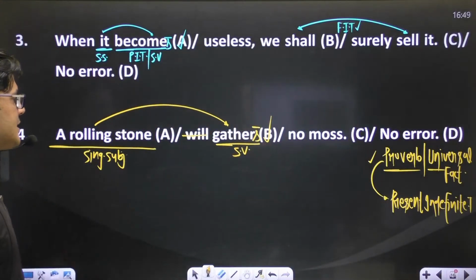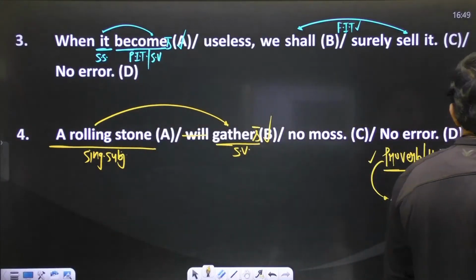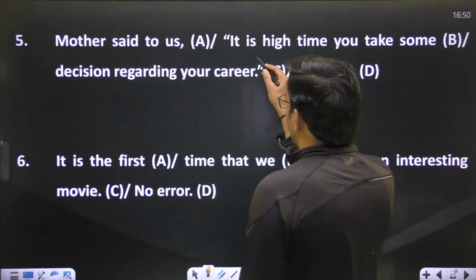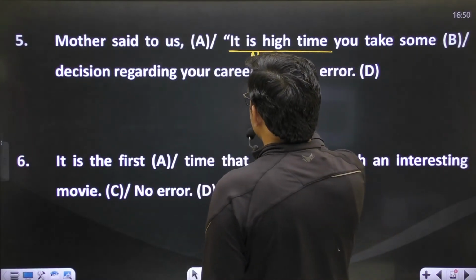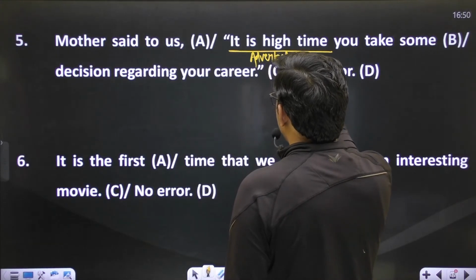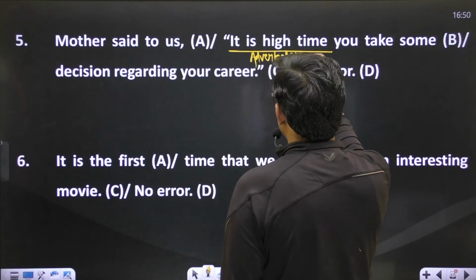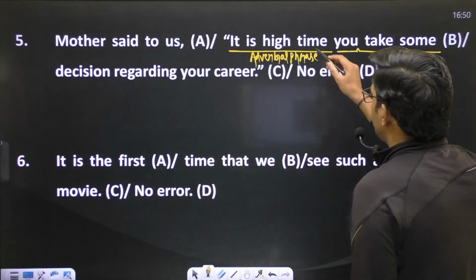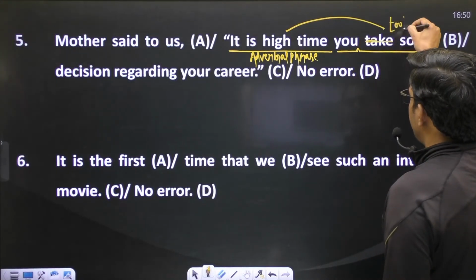Okay, the error is in part B. Okay, move to the next sentence. And the next sentence is, mother said to us, it is high time. Again you have this adverbial phrase, and as I said, if you find a clause after this adverbial phrase, it always demands past subjunctive mood. This is the subject and predicate. It always demands past subjunctive mood. So replace take with took.